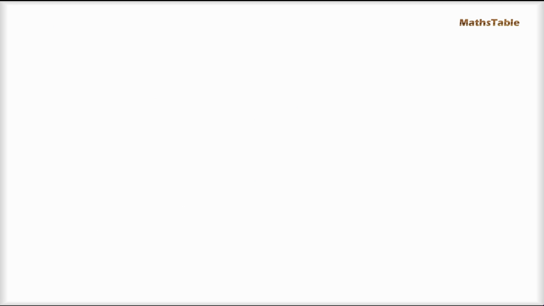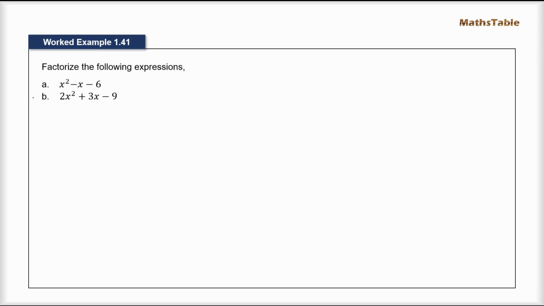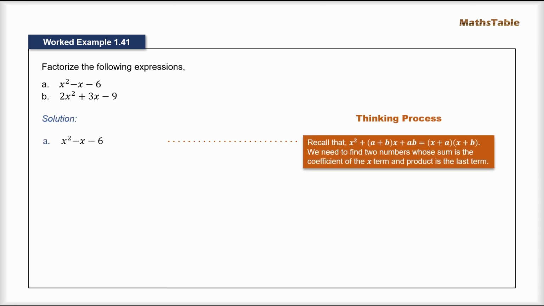Now let's try to use the distributive law in reverse direction in order to factorize this expression x squared minus x minus 6. Now based on this rule which you have just discussed, we need to find two numbers whose sum is the coefficient of this middle term minus x, which is minus 1, and their product is the last term, which is minus 6.